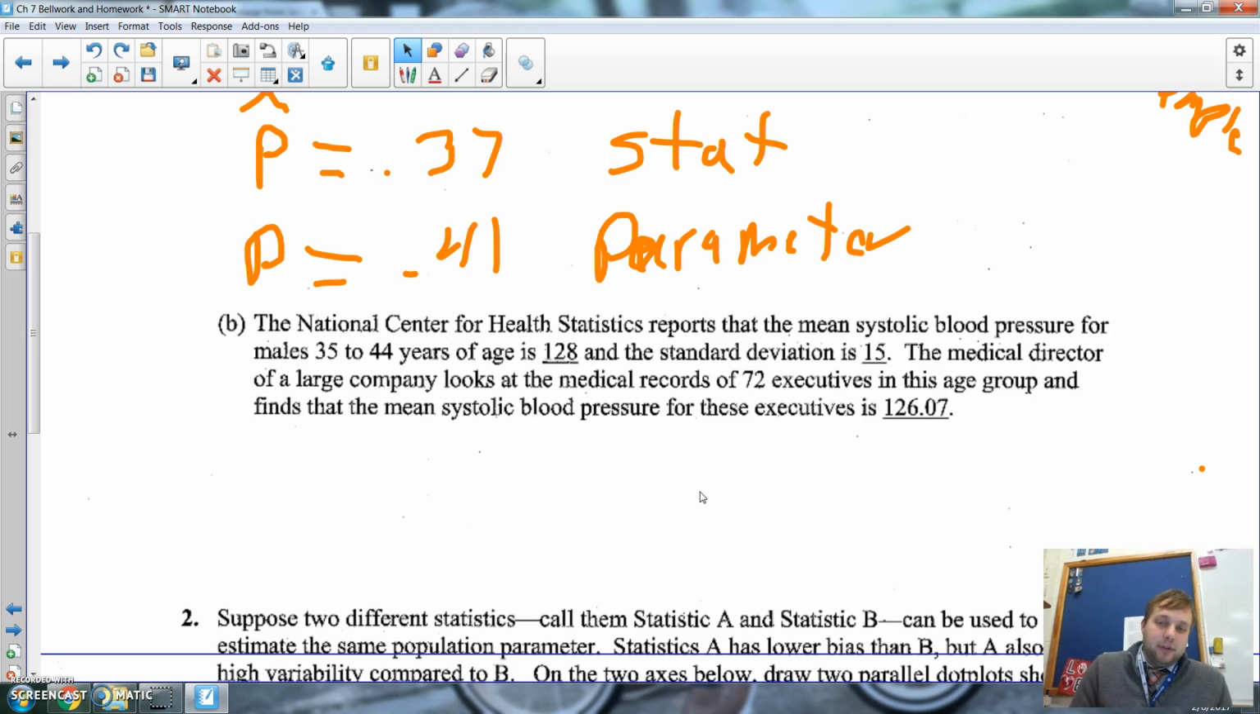National Health Statistics reports that the mean systolic blood pressure for males is 128, with a standard deviation given. The medical director of a large company looks at medical records of 72 executives in the age group and finds the mean blood pressure for these executives to be this. Well, this right here is just for those 72 people, right? So I'm going to say the mean is 128. That is the true mean, and that's a parameter.